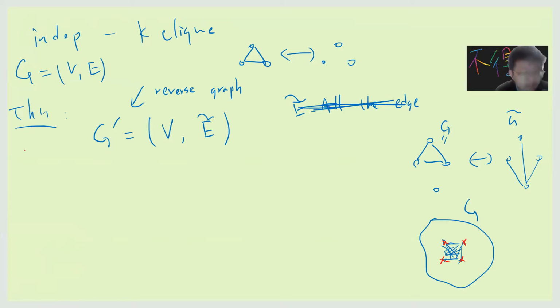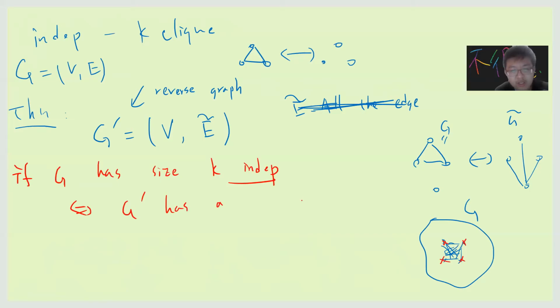So this tells you that G has a size k independent set, where independent means that no vertex is connected, if and only if G prime has a k-clique. Okay, it's trivial, right? Because a k-clique contains everything, and then you empty all the edges, so it becomes a k-independent set. So this is a simple polynomial reduction.